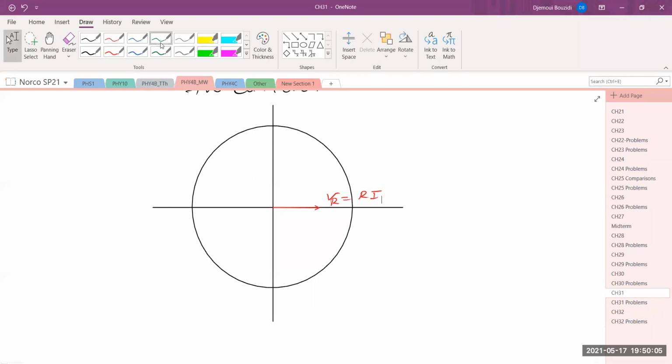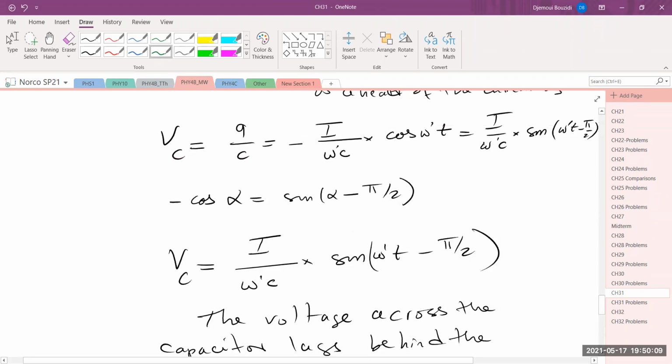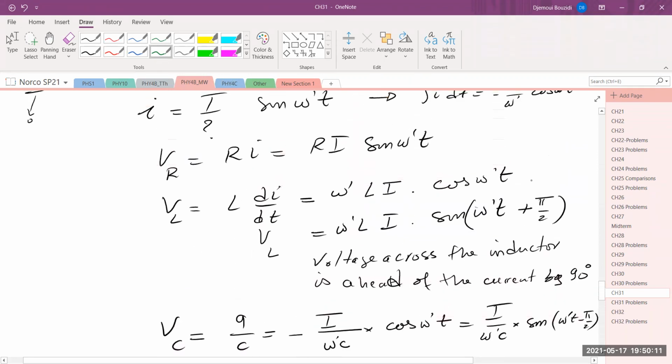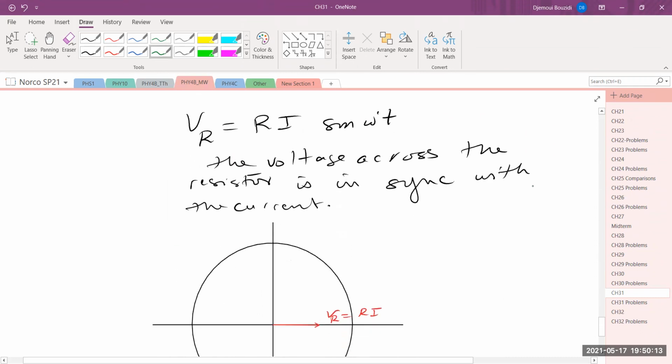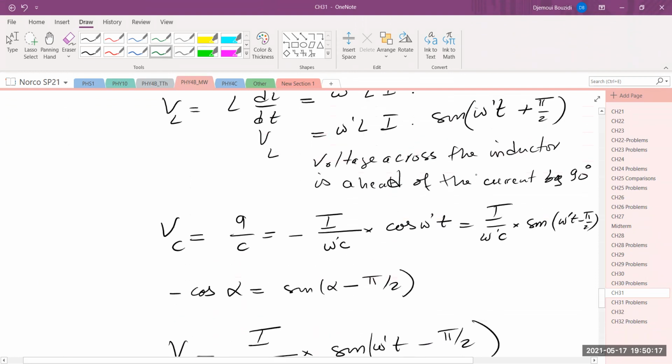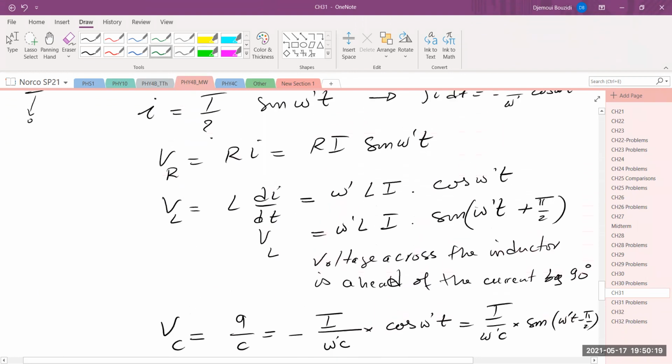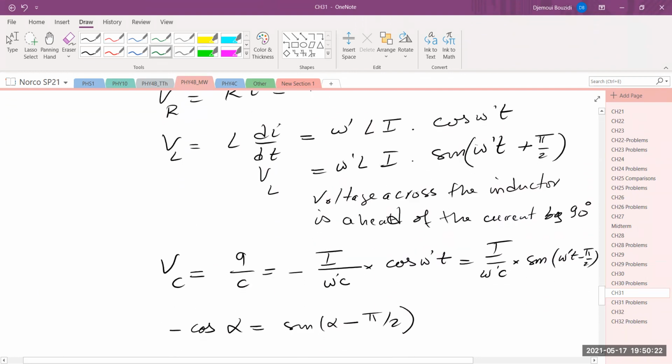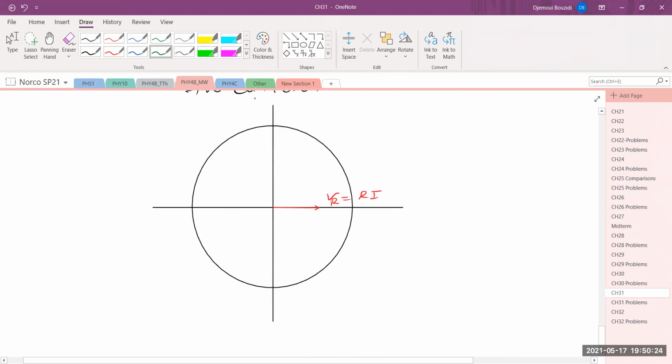I'm going to draw the voltage across the inductor, and the inductor, if you guys remember, is ahead by 90 degrees. So I'm going to draw it along the y-axis, and I'm going to multiply it by omega prime L. Okay, so that depends on that value. I wouldn't know upfront how much its value is. So let's say, for example, this is how much it is.